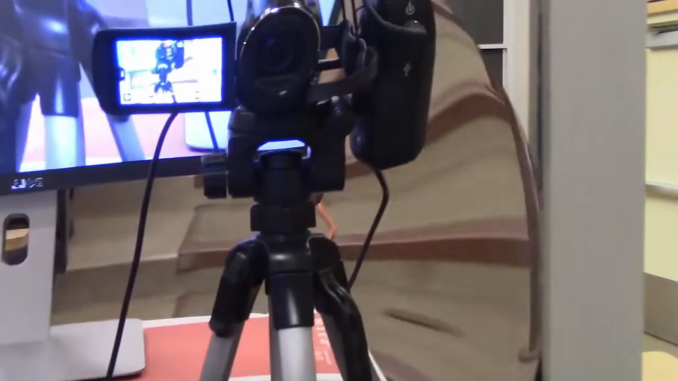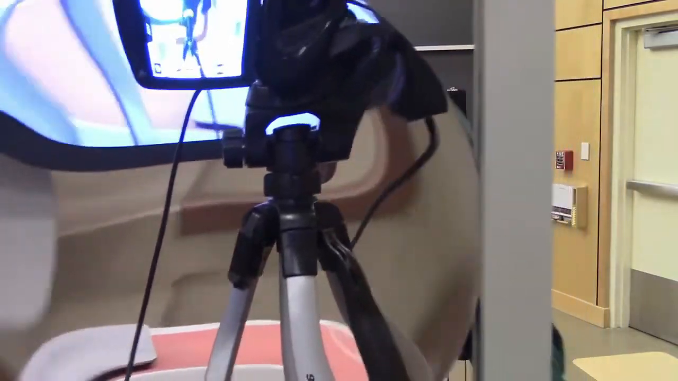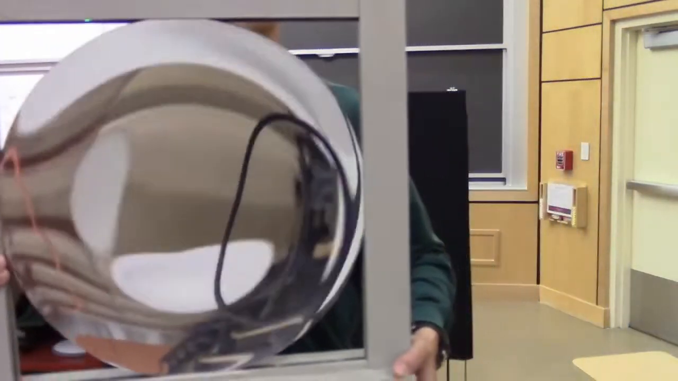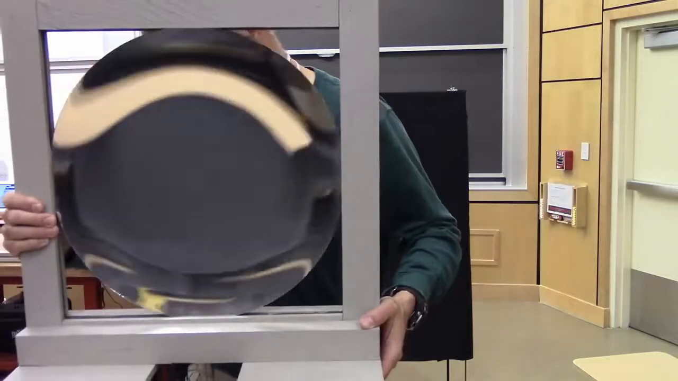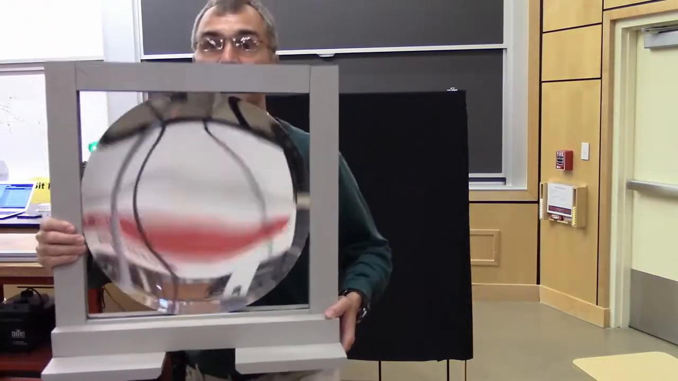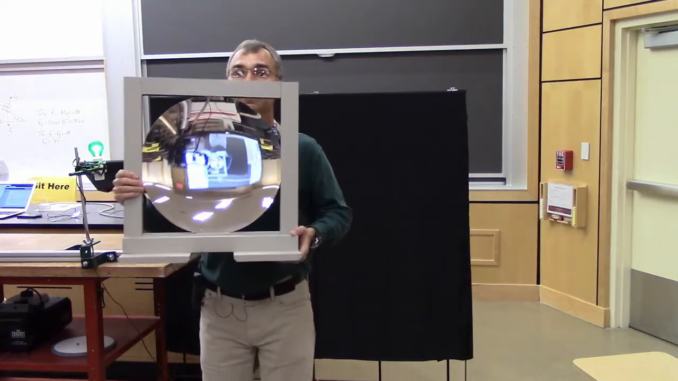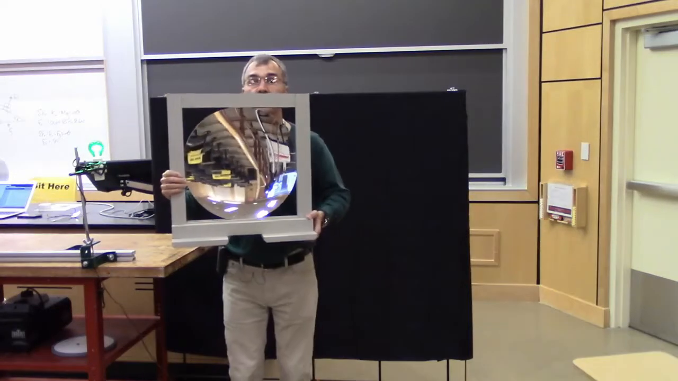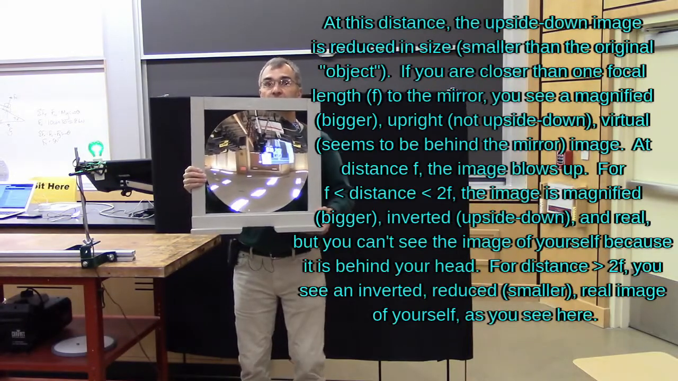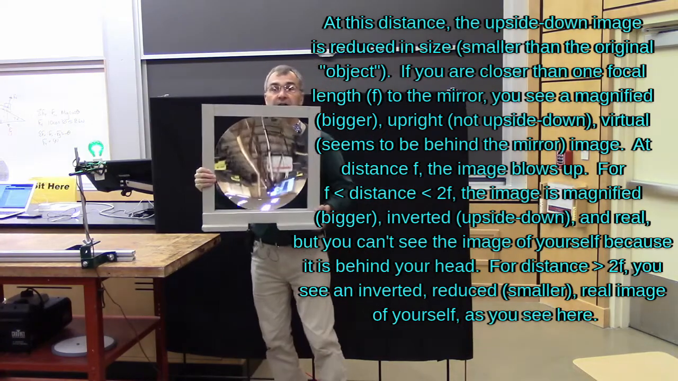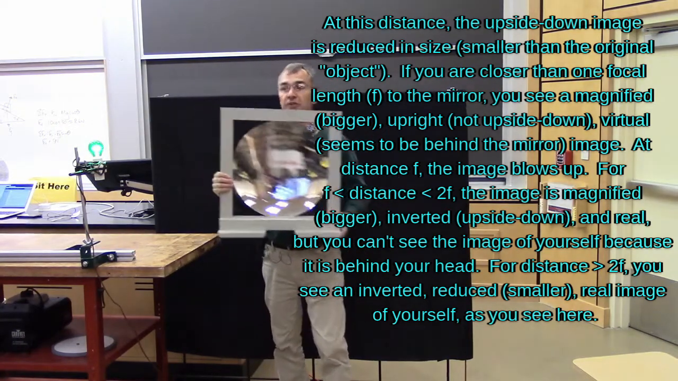But then as you back away, you see an upside down image of yourself in the mirror. We can try with some ray tracing to understand why that happens. And the upside down image of you is reduced in size.